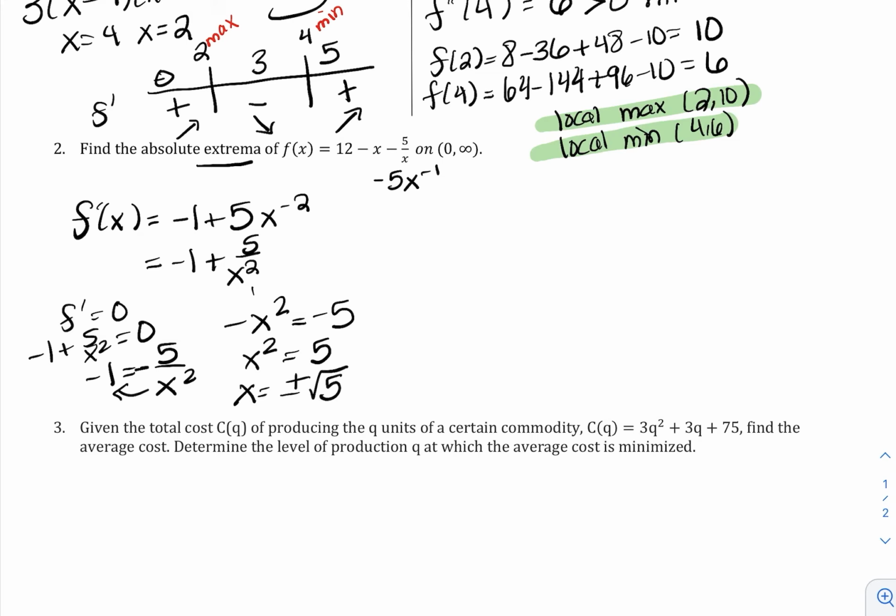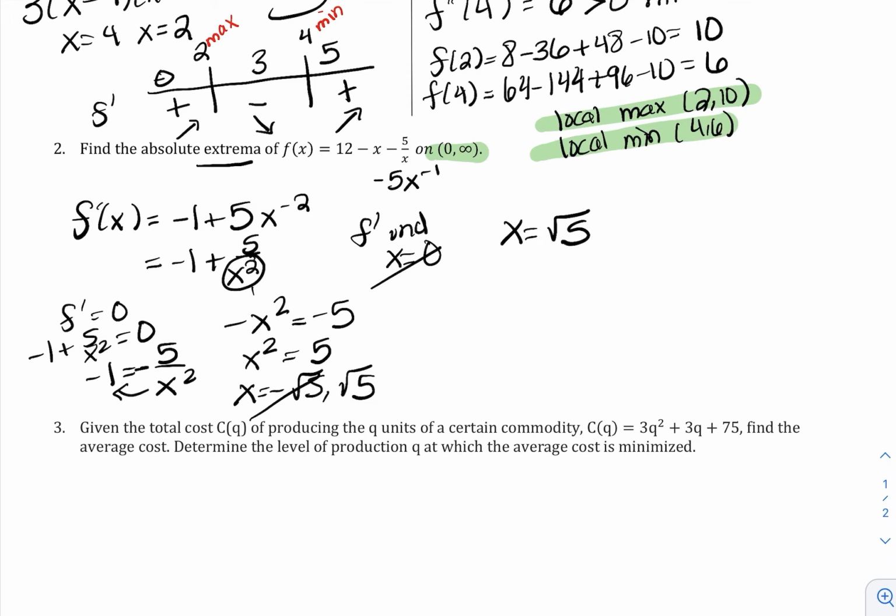Now, when is it undefined? Well, it's going to be undefined anytime the denominator is 0, which means that x is equal to 0. But you need to pay attention to your interval. I'm specifically on 0 to infinity. So I'm actually going to rewrite this separately. I'm going to rewrite it as negative square root of 5 and positive square root of 5. Because I'm 0 to infinity and 0 has an open parenthesis, it means 0 is not included. And negative square root of 5 is not included because it's not in the interval. So I only have one critical number.